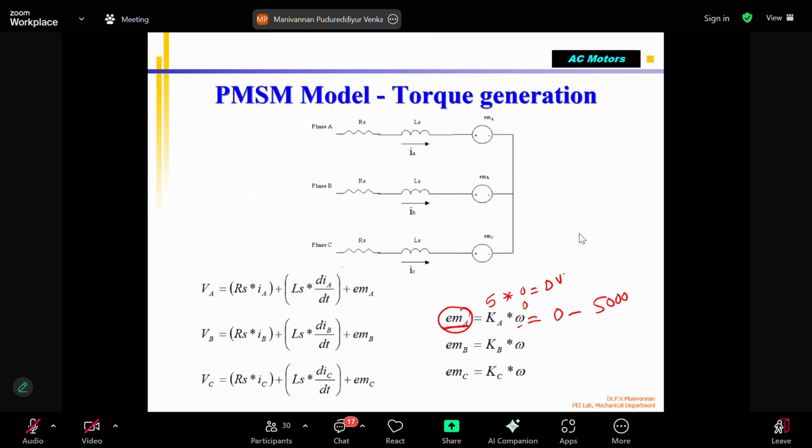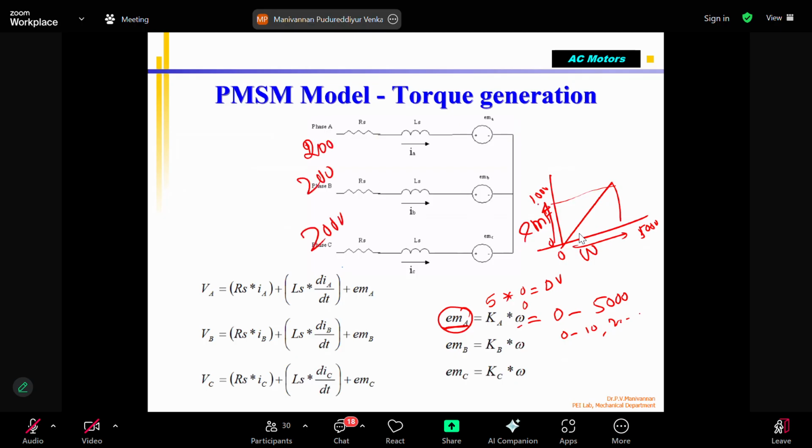But as the motor starts rotating, the speed increases: 0, 10 RPM, 20 RPM, and it goes up. You multiply, and you see that the back EMF starts increasing. The EMF increases with respect to omega, from 0 to, for example, 5,000. So it will increase like this. As omega increases, the back EMF goes from 0 to, for example, 100 volts or so, when applying, say, 200 volts AC with peak value.